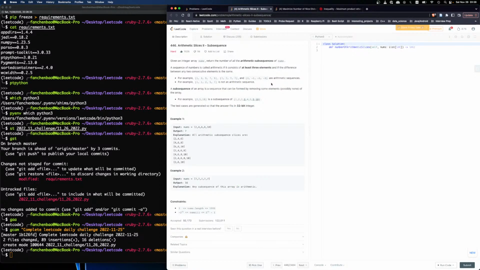Arithmetic Slices II, subsequences. Given an integer array nums, return the number of all the arithmetic subsequences of nums. A sequence of numbers is called arithmetic if it consists of at least 3 elements and if the difference between any two consecutive elements is the same. For example, this and this are arithmetic, and this is not. A subsequence is formed by removing elements. It's not a subarray, it's a subsequence, so you can remove. For example, this is a subsequence. The test cases are generous, so the answer fits, that's fine.